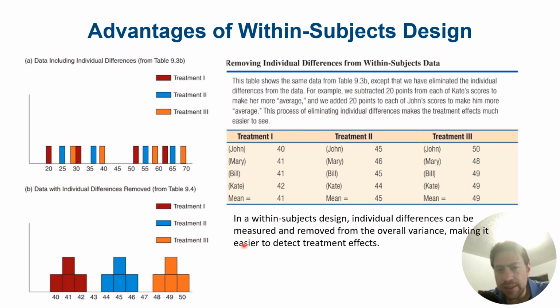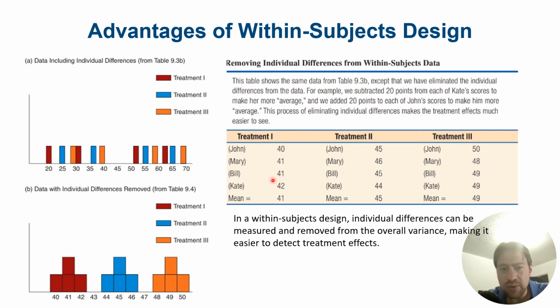So here in this table, we have the same data set, the within subject design that we saw in the previous slide, so the same individuals. But now in this version, you have removed the individual differences from these treatment groups. How do you do that?